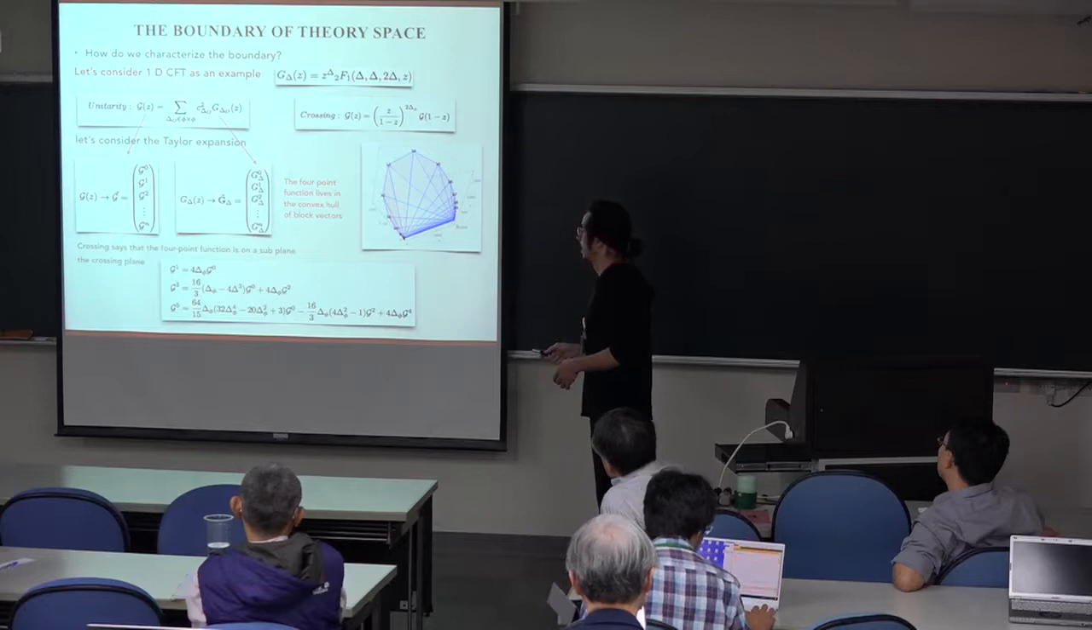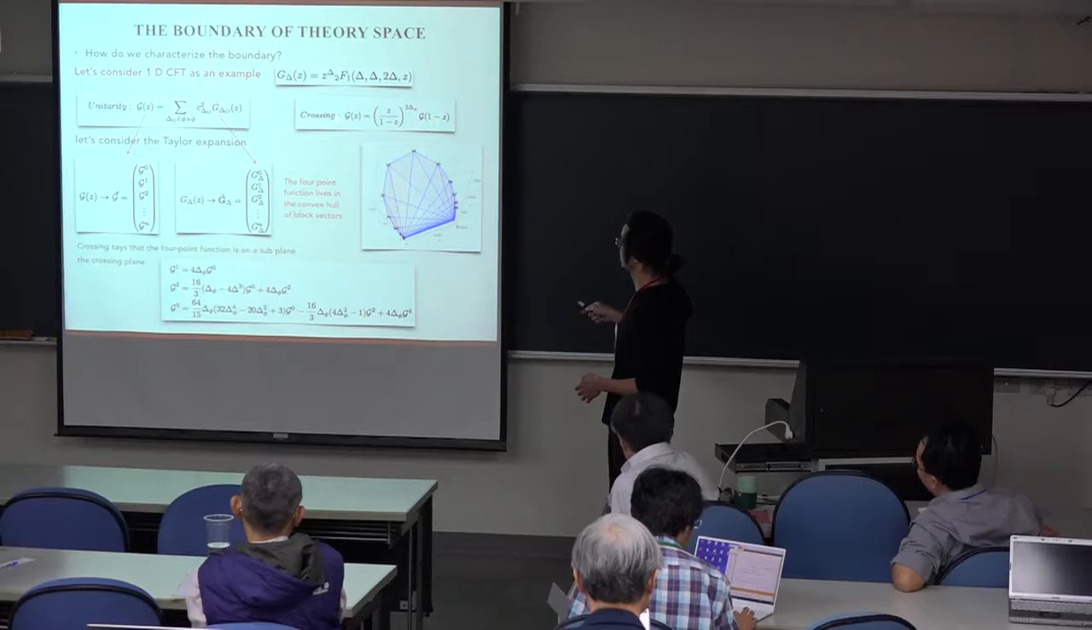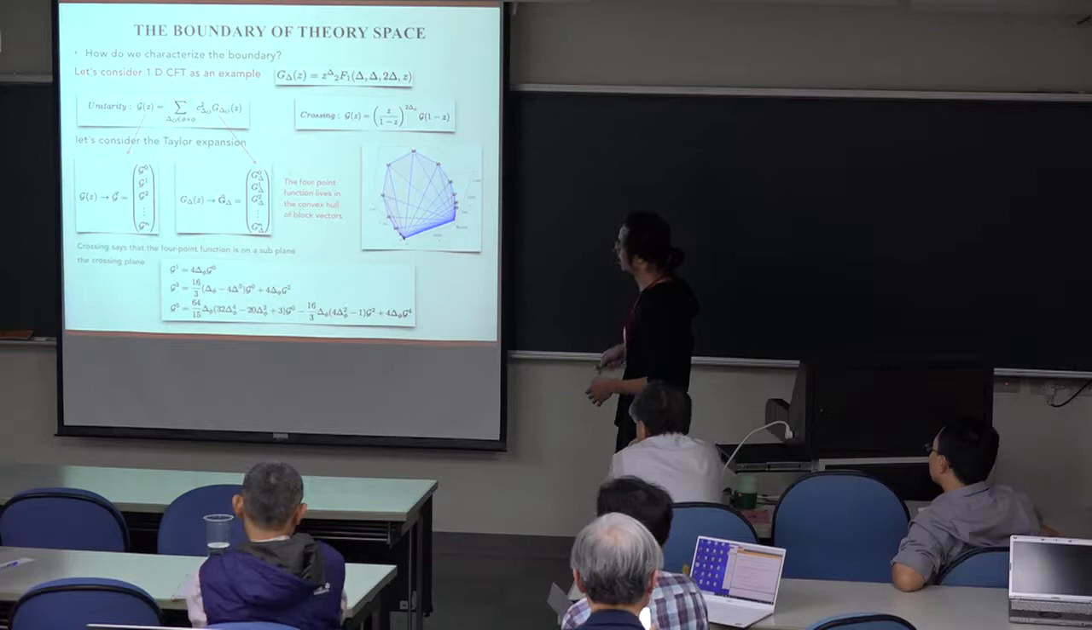Now, crossing symmetry is also telling you that these Taylor coefficients must satisfy some relation, because this tells you, for example, that the odd is going to be related to the even. So these Taylor coefficients are not unconstrained; they're constrained by this formula, which depends, of course, on the conformal dimension of your external object.